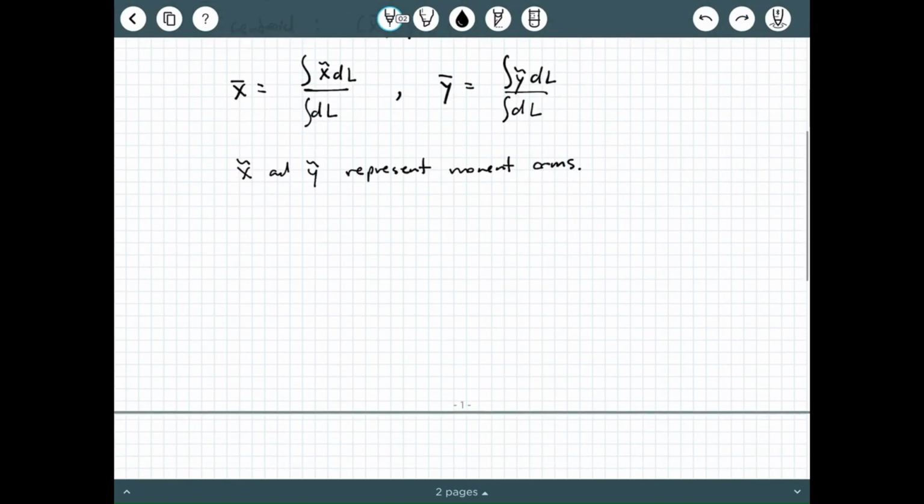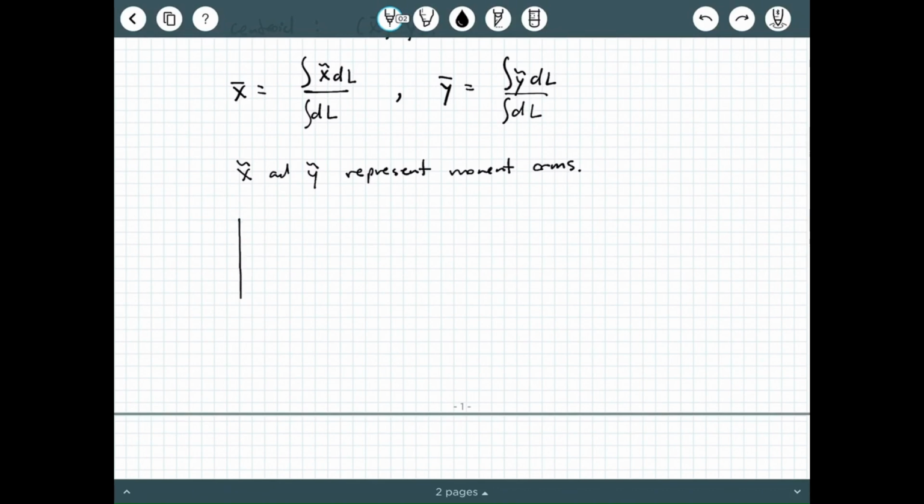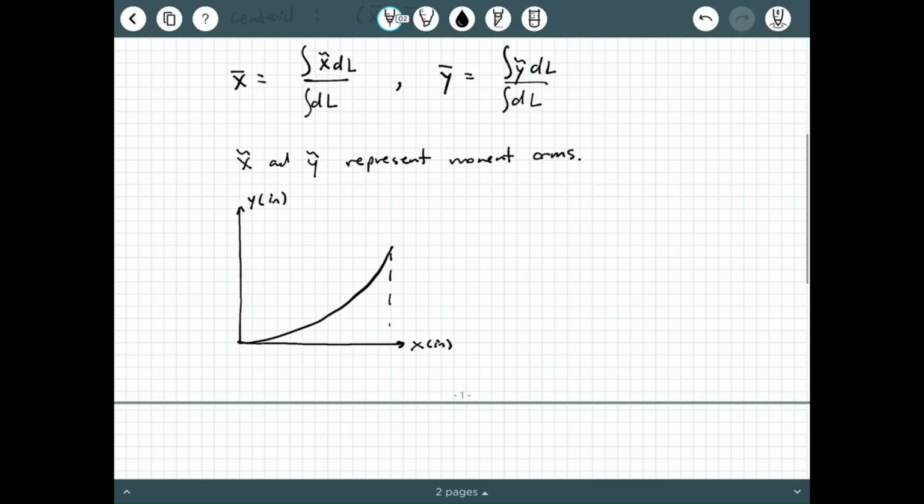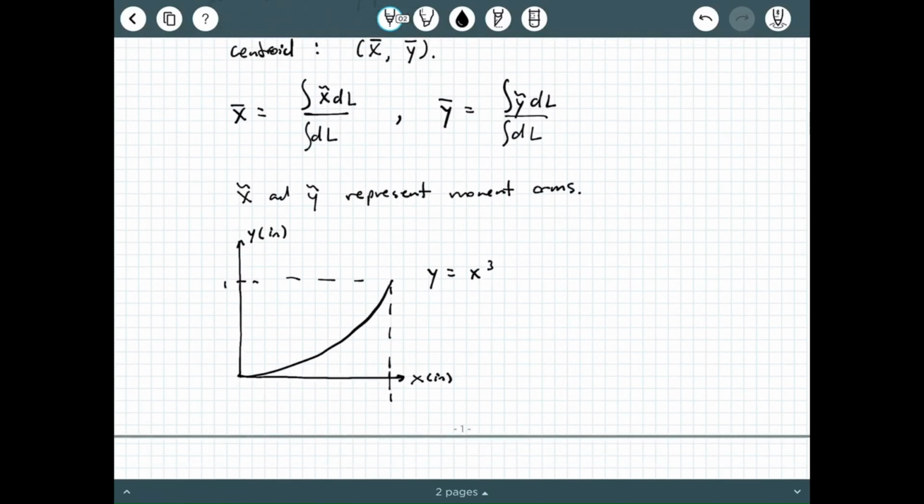I'm going to redraw my curve here so I can make some further sketches on it. Here's x in inches, here's y in inches. This is 1, and this is 1 right here. And the equation, of course, was y equals x cubed.